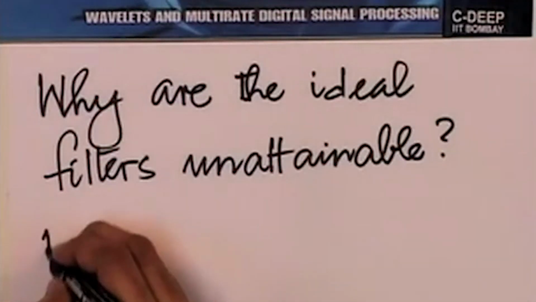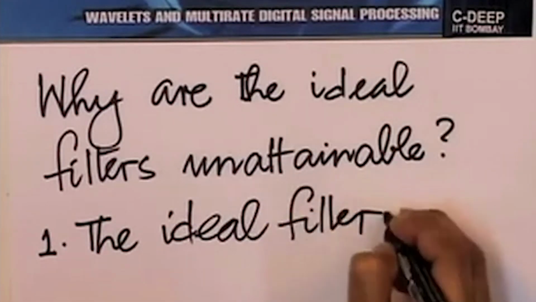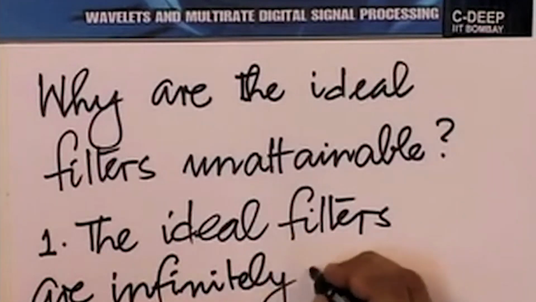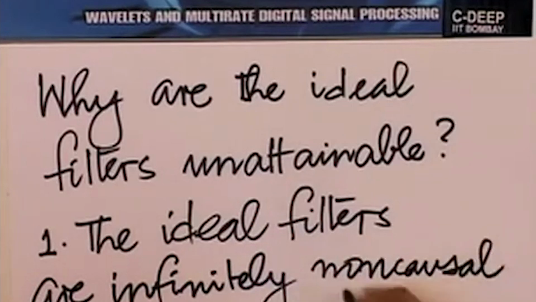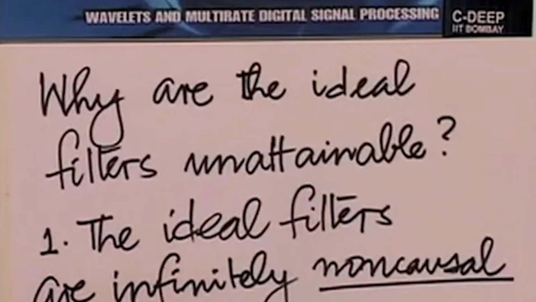Well, the first reason is that the ideal filters are infinitely non-causal. And this can be checked by constructing the impulse response. So, from the frequency response, we can go to the impulse response. We also know how to do that. We can go to the impulse response by taking what is called the inverse discrete time Fourier transform.